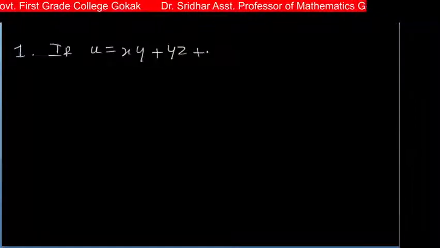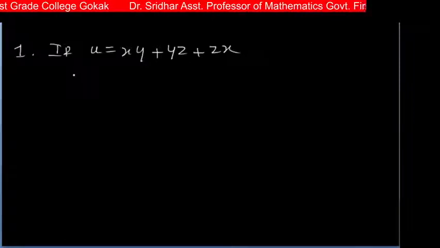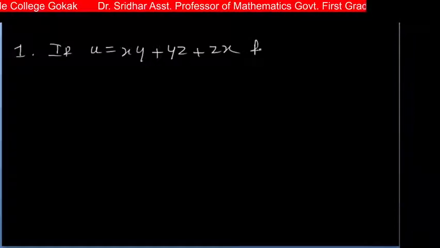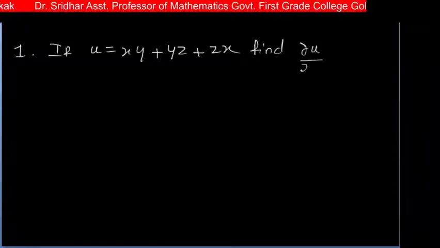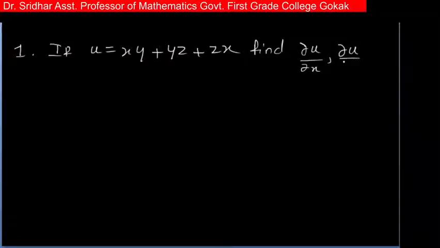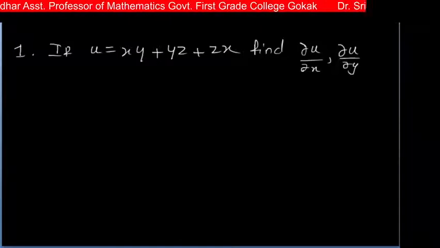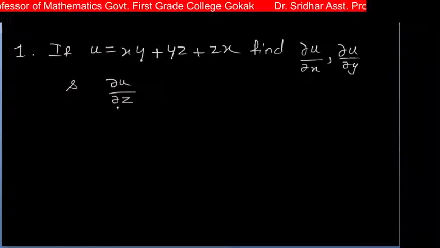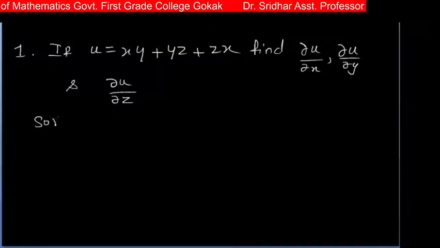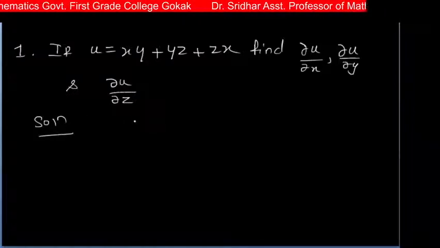First one: if u is equal to xy plus yz plus zx, then find ∂u/∂x, ∂u/∂y and ∂u/∂z. Okay, so this is a problem.